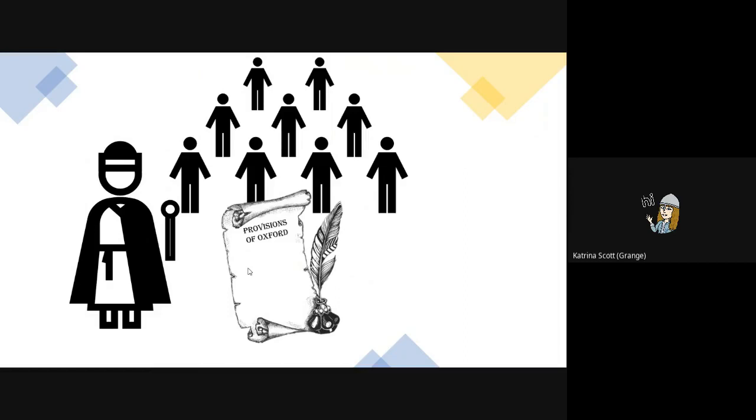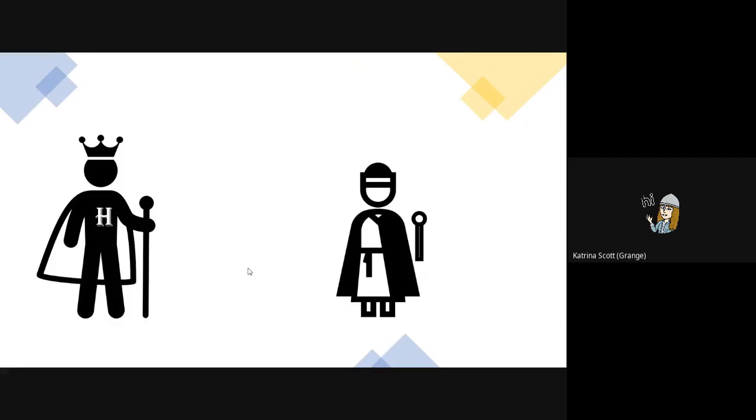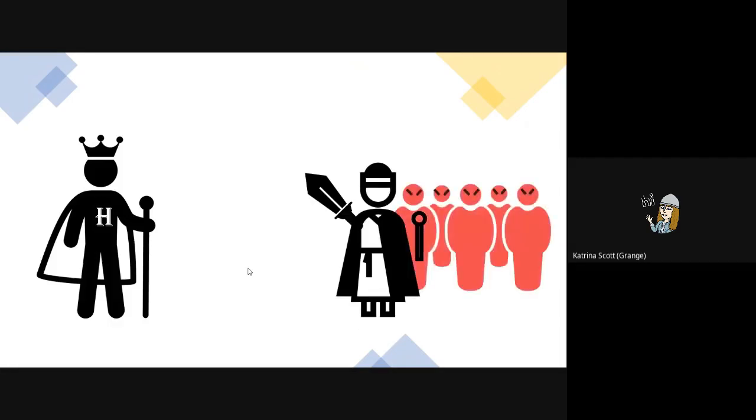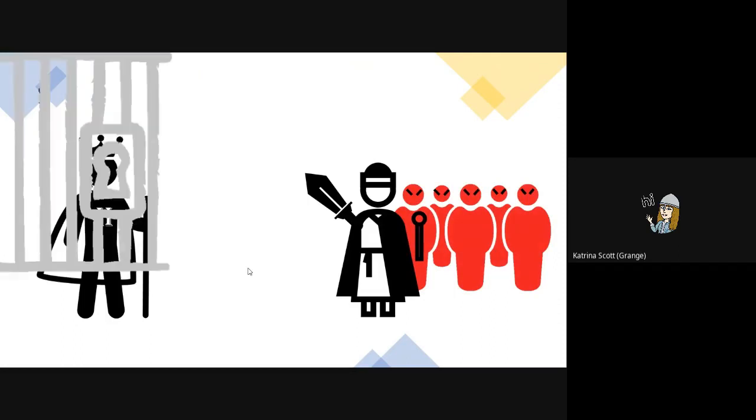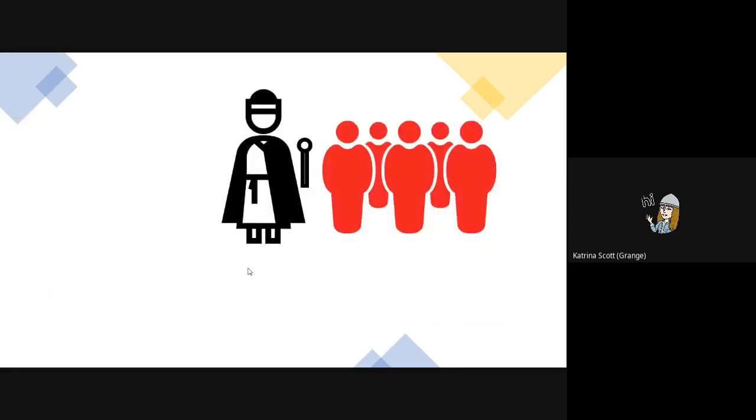Now, again, just like his father John, Henry tries to get out of the oath that he's made. And Simon de Montfort is true to his word and leads a rebellion against Henry, known as the Second Barons' War. Now, in this war, Henry is defeated and he is thrown in jail. Now, Henry is allowed to still be king in title, but the Council of 15 are the ones that now rule England.